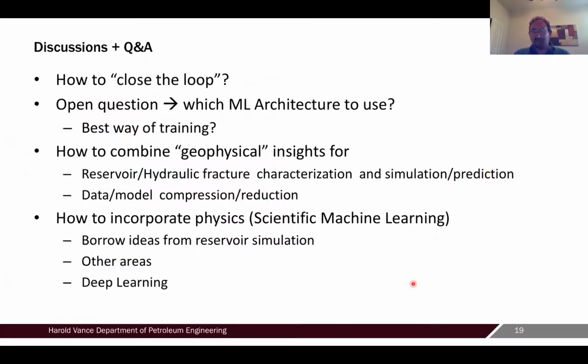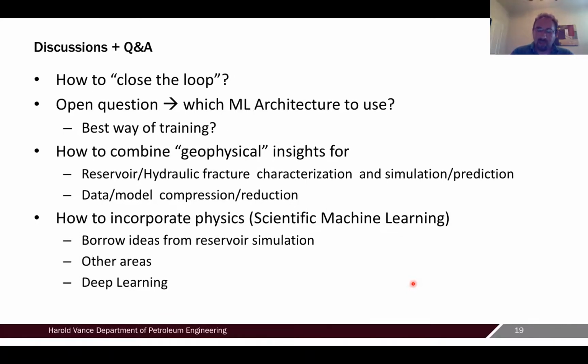There are lots of open questions: which architectures to use? What's the best way of training? Emilio spent a lot of time on the training portion. We don't know how to train that, to be honest. How do you actually incorporate a lot more of the geophysical insight, right? Especially if you have hydraulic fractures with the geomechanics and so forth.